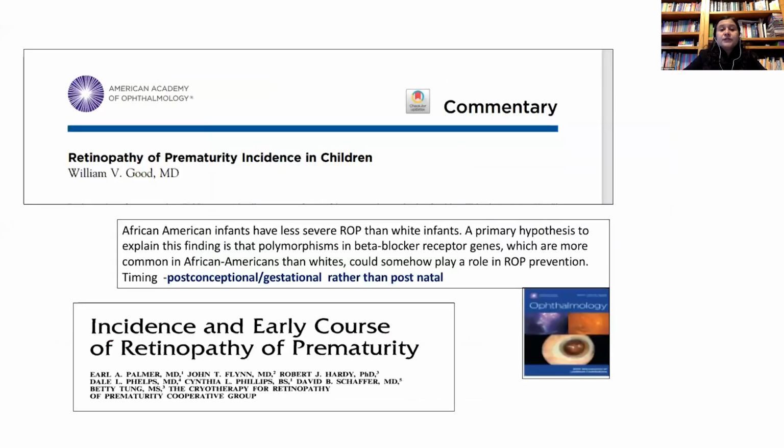Dr. William Good, in a commentary article in Ophthalmology, re-emphasized that genetic factors could play an important role in the prevention of ROP, and that post-conceptional and gestational timing is more important than postnatal timing. He again re-emphasized that people should read the early report of the incidence and early course of retinopathy of prematurity, which was a remarkable trial, the cryotherapy study for ROP.